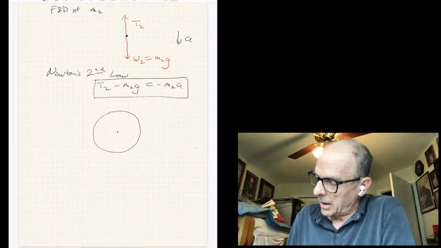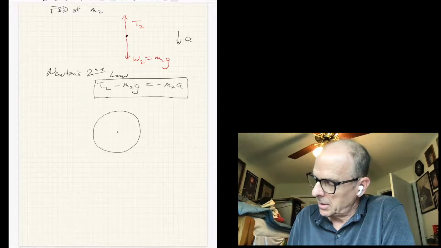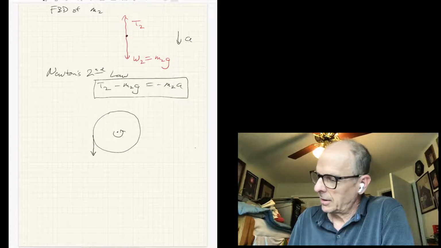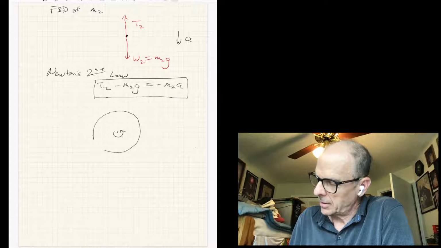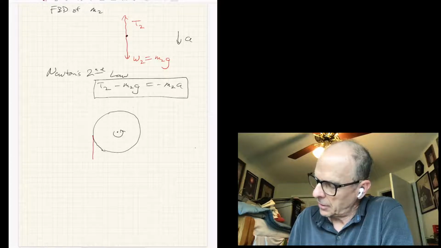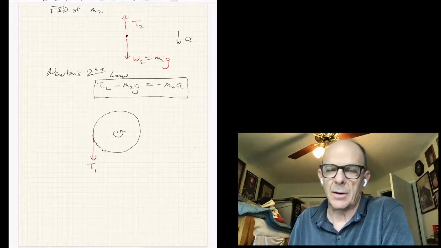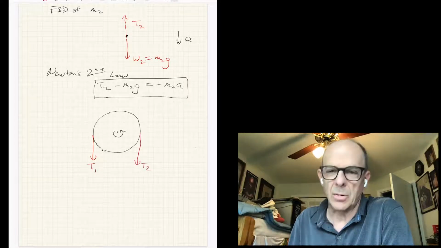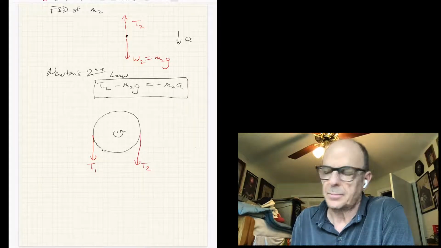Here's our wheel. It is free to rotate. From the wheel's perspective, let me do this in my fancy red. From the wheel's perspective, there's a rope T1 pulling down on it, and then there's another rope on the other side, T2, pulling down in the opposite direction.